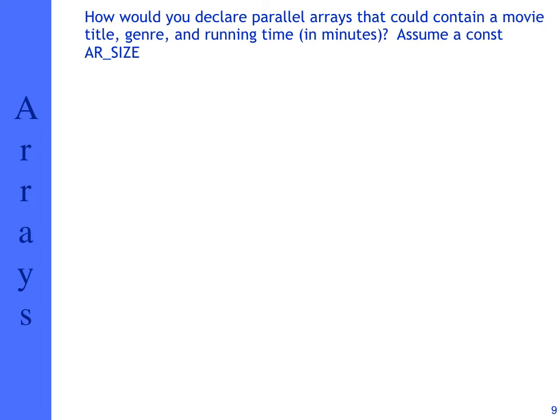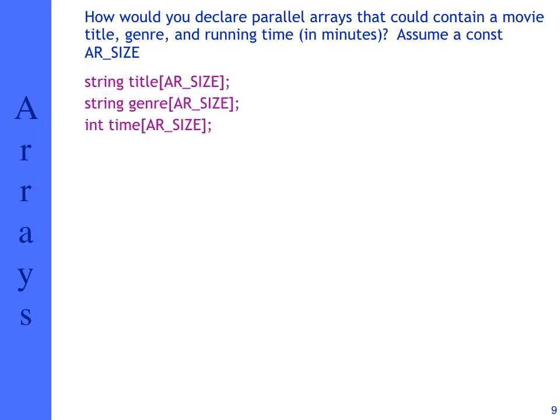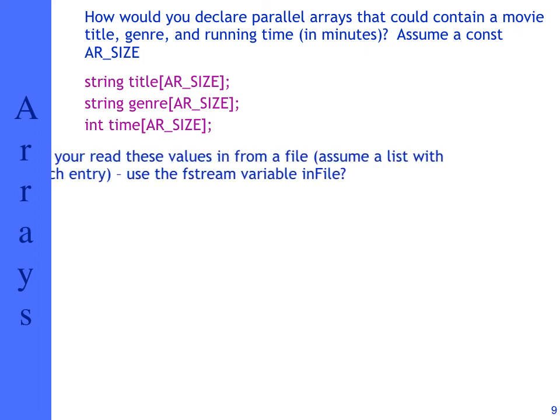So we're going to have 3 arrays. The first one will be a string array, the second one will be a string array, and the third one will be an integer array, an int array. And they will all be the same size. So string title, string genre, int time, and they're all ARSIZE.